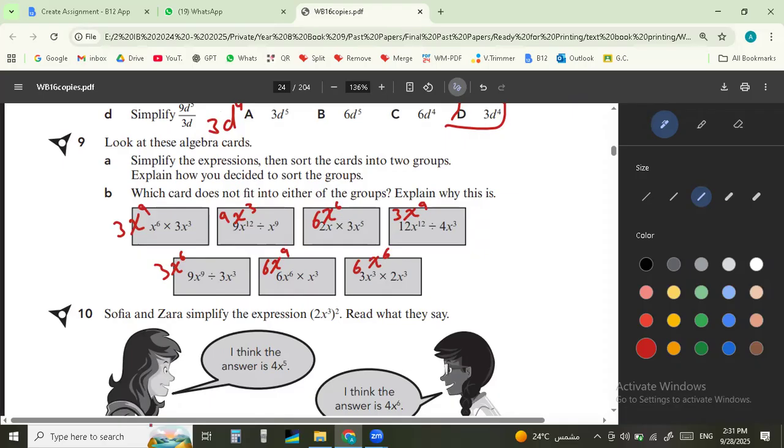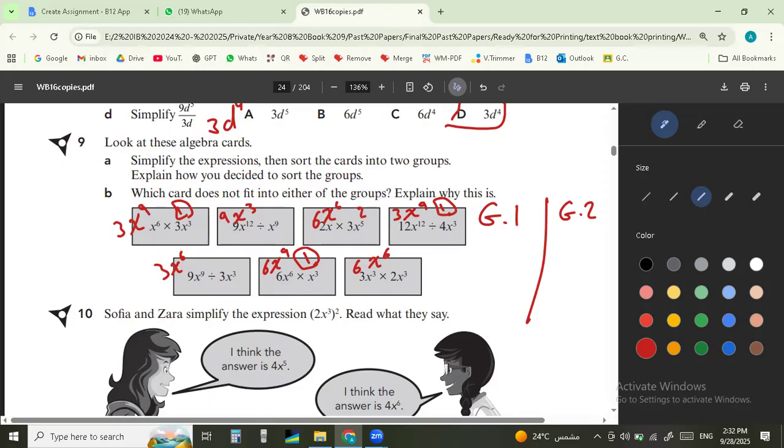Simplify the expressions. Done. Sort the cards into two groups. So let's name the groups, whatever you're going to name them. So I have here group, let's say 1, and group 2. Group 1, I would put here this card. So I'm going to put this in group 1. Why? It has power of 9.